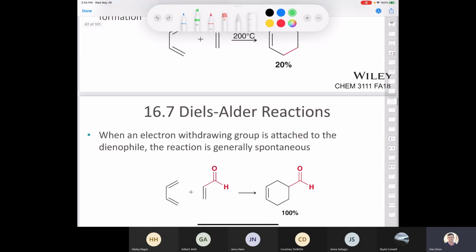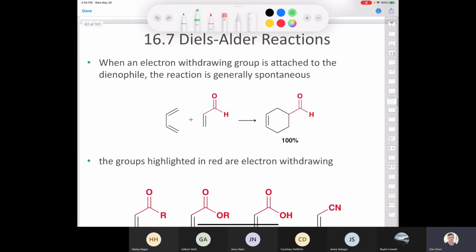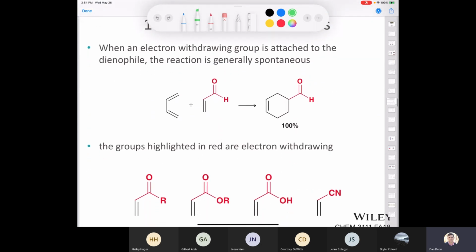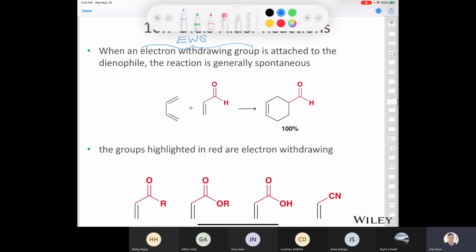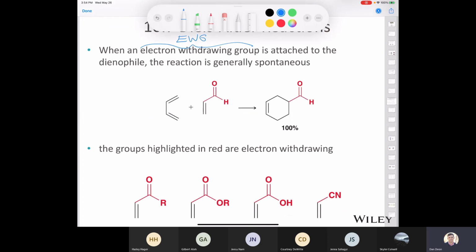So how do you get the reaction to work in a higher yield? If you have an electron withdrawing group, which we sometimes call an EWG, attached to the dienophile, the reaction is generally going to be spontaneous. So you don't even have to heat it up. It's just going to happen. So what's an electron withdrawing group? A carbonyl is electron withdrawing, right? There's a dipole going this way. Why? Because oxygen is more electronegative than carbon. Oxygen is the second most electronegative element in the periodic table.